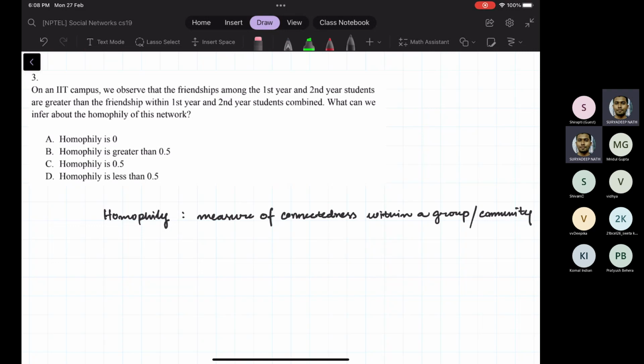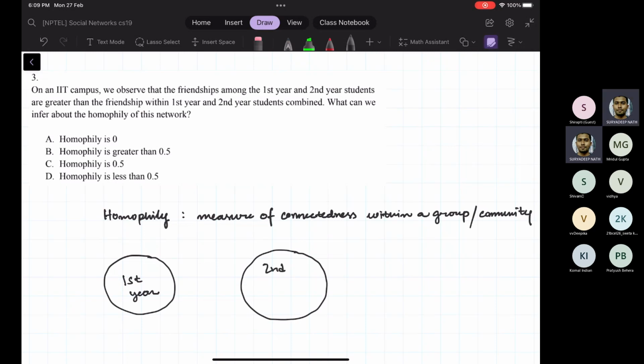So the higher the homophily, it means that the group is tightly connected. Say you have first year students and second year students. If homophily was high, what it means is that the first years would be highly connected among themselves. So it would be something like this: all the first years are friends with each other, and similarly for the second years. So it would be a highly connected network.